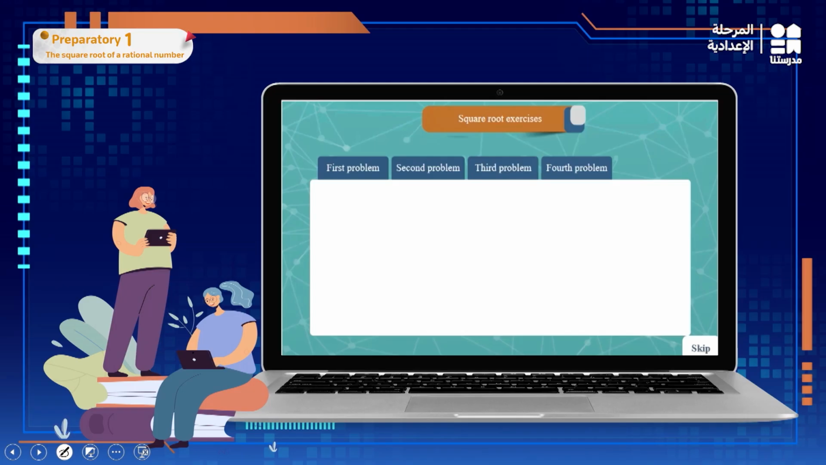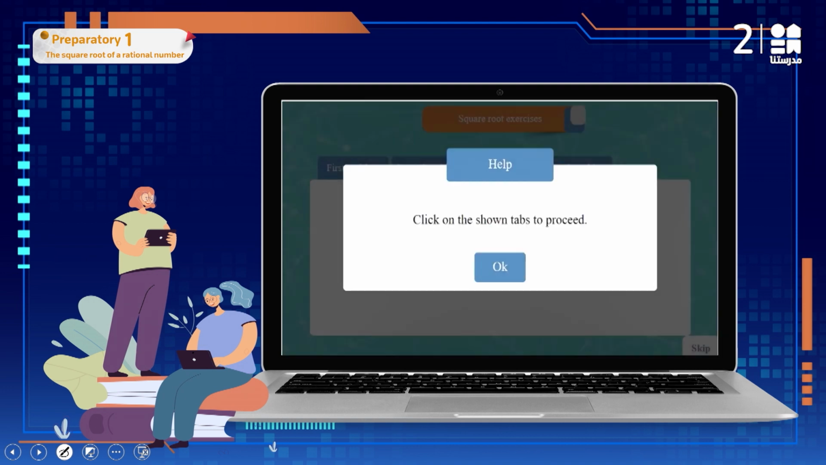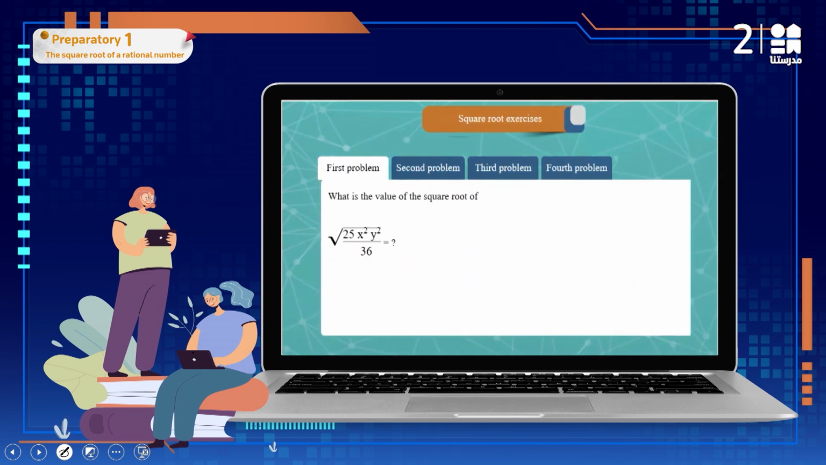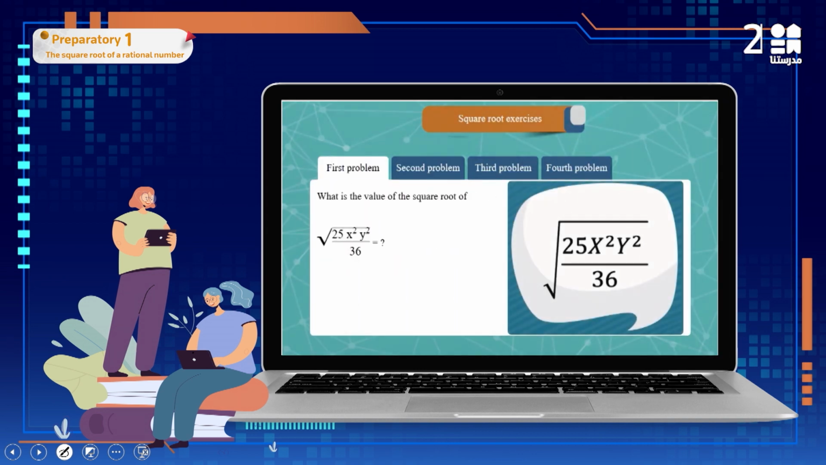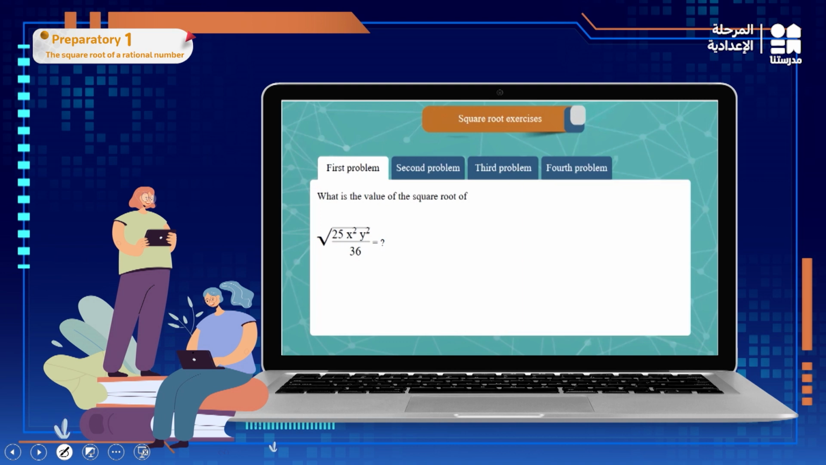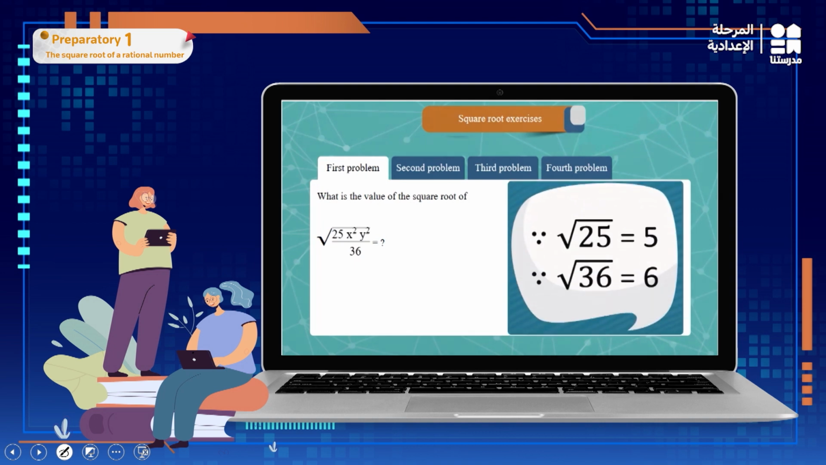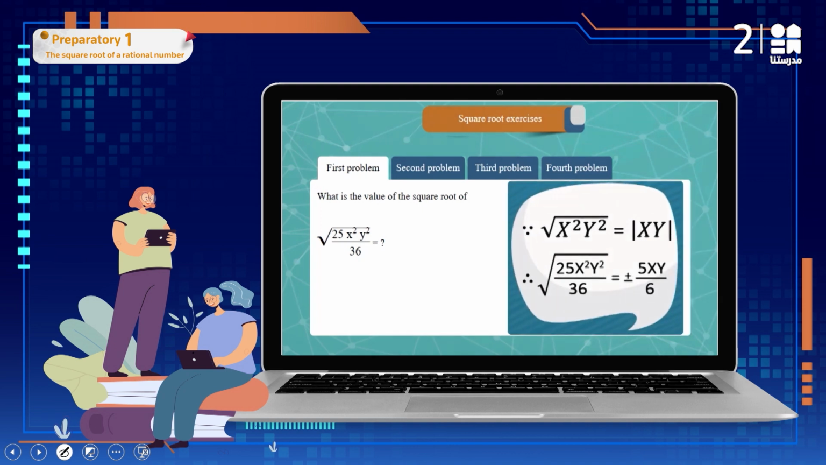Now we have a video from AKB. Let's watch it. He is a clever student. He wants to get the gold cup prize. But he needs help to get the value of the square root and solve its problems. Let's help him do that. What is the value of the square root of 25x squared y squared over 36 in its simplest form? We get the square root of 25, which is 5, and the square root of 36, which is 6. As for x squared and y squared, by getting their square roots, they are equal to the absolute value of xy.